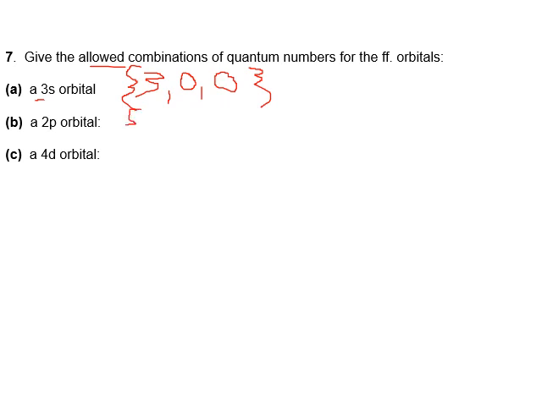So for part B, the N number is 2, and the N number is just the number that you see. But for P, do you remember S, P, D, F is 0, 1, 2, 3, so P is 1, and that means that the M sub L here, the magnetic number, could be anything between plus and minus 1. Because there are 3 P's, we just arbitrarily say that one of the P's is minus 1, 1 is 0, and 1 is plus 1.